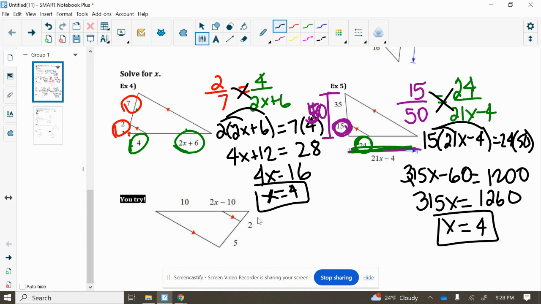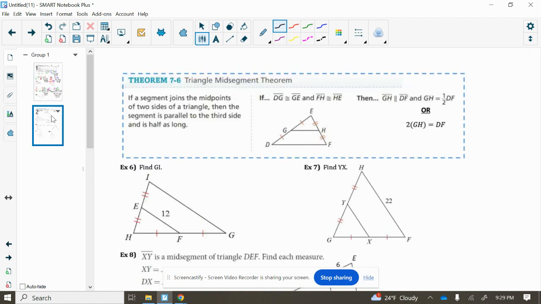All right, last example on this page, you are solving for x this time, given those lengths. Now on the back, our second theorem for today is the triangle midsegment theorem. And this is created when a triangle divides two midpoints.